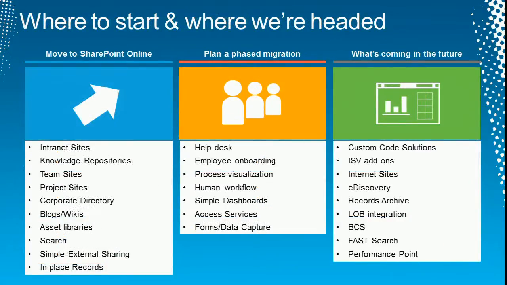So switching gears a little bit away from features, let's focus first on the left column and the middle column. These are all different scenarios or different types of experiences we think our customers are going to want to do on SharePoint Online. Everything on the left-hand side are the types of activities you could do probably within a couple of weeks, if not a couple of hours or days.